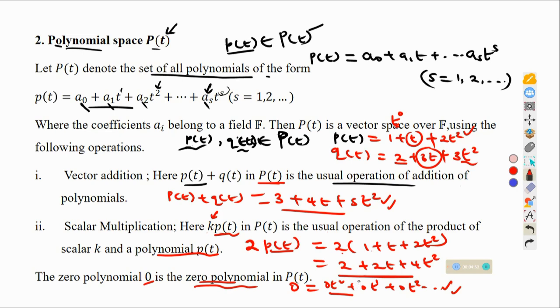We shall be able to look at some more examples of vector spaces in our next lecture again.